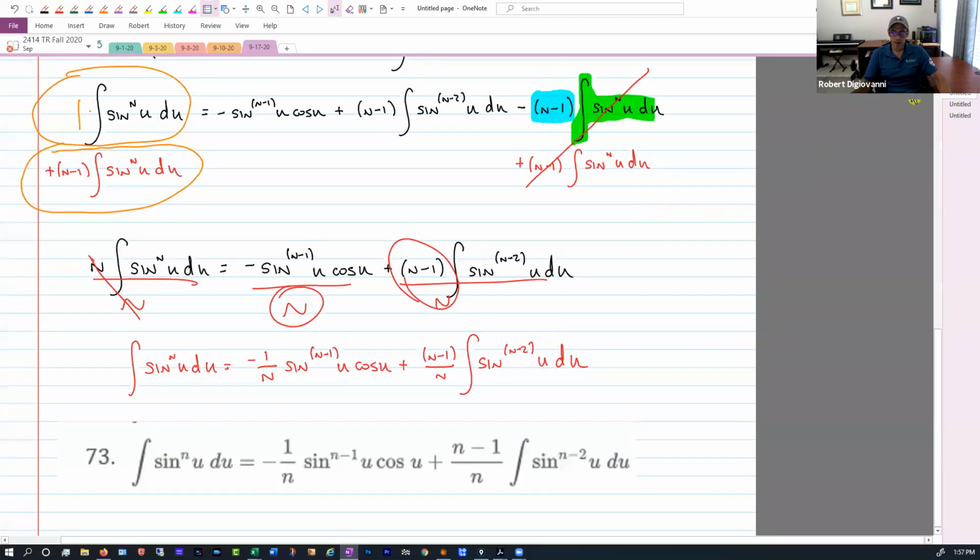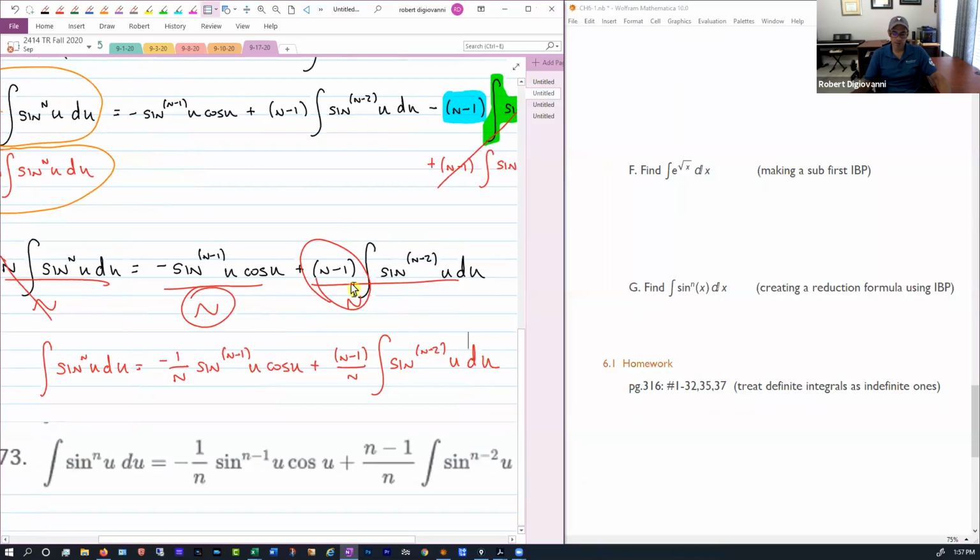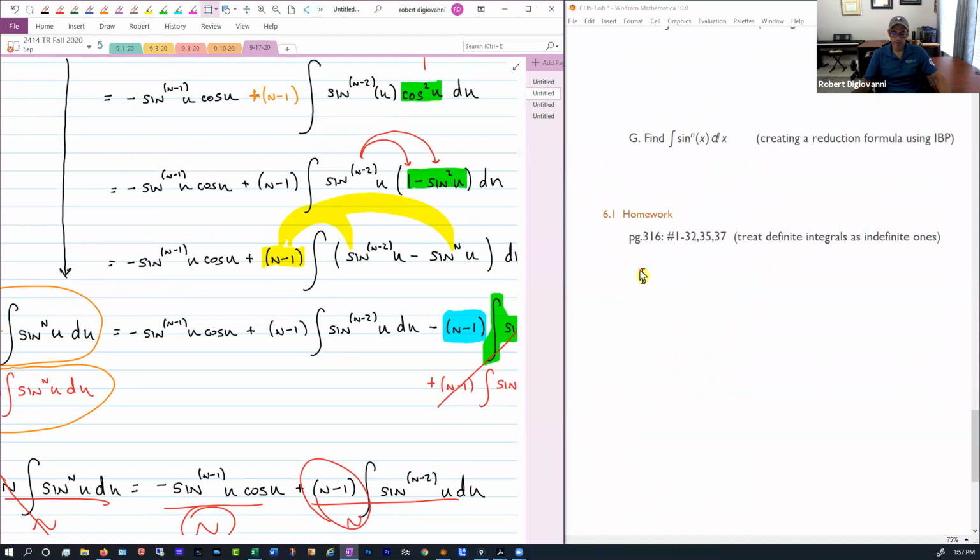All right, that is it for 6.1. Okay, we are done with integration by parts in the sense that we're ready to move on. Integration by parts won't ever leave. It's always going to be here, but we are now ready to open up a new can of worms, and that is 6.2, all right?